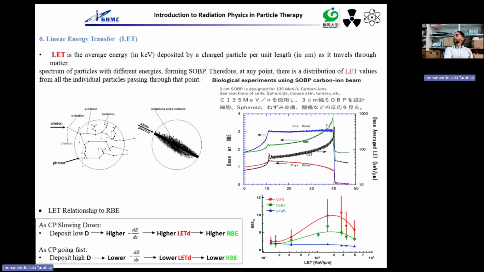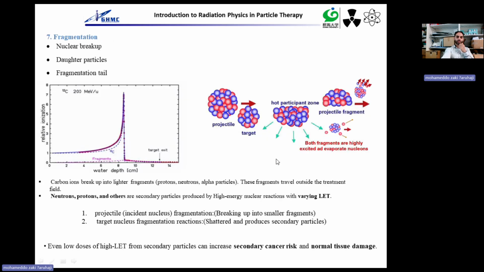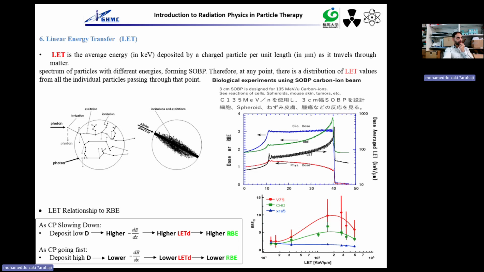RBE is changing. It is LET dependent. What kind of behavior will that shape when we are designing treatment planning? I want to know what kind of LET distribution we check when we are making treatment planning.